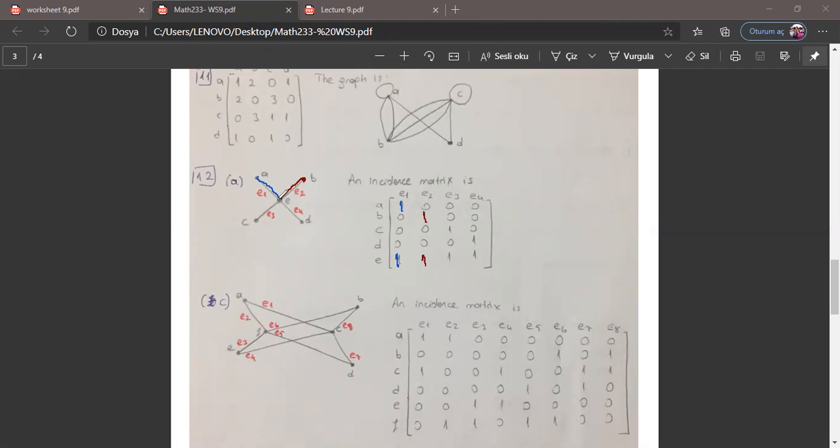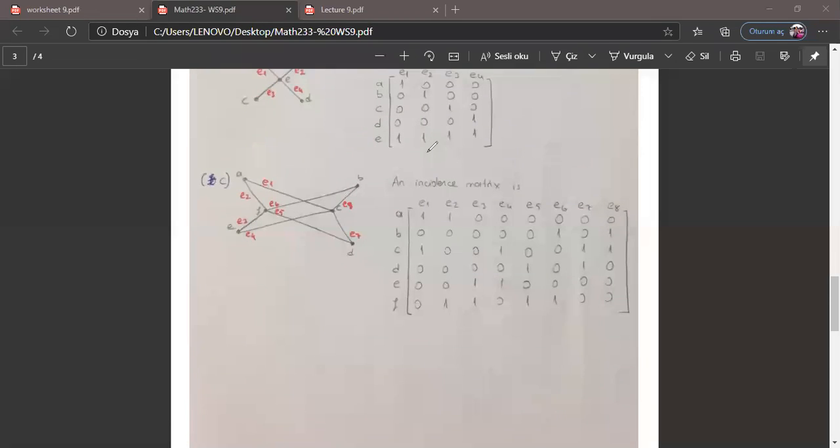And for E3, we have ones for C and E because it connects C and E. Okay, and the remainder will be 0, and similarly we write ones for D and E for E4. Okay. And what about this one?